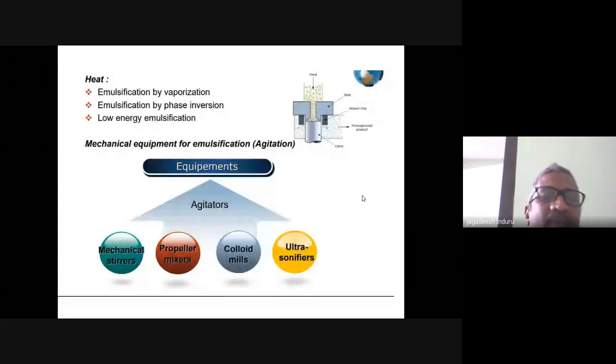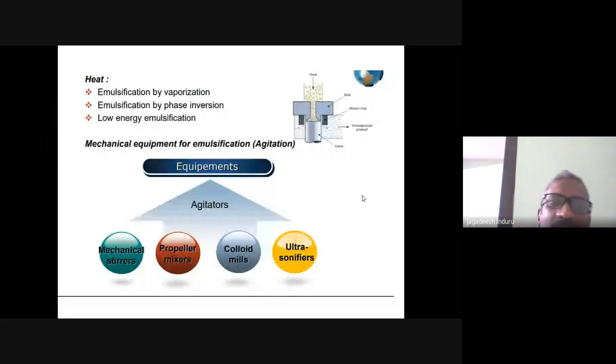So this may be agitators, mechanical stirrers, propellers, colloidal mills, or ultrasonic waves. Ultrasonic waves is the tool which will be producing the final globules. We have a primary emulsion and secondary emulsion stage. We can have multiple ultrasonic exposures so that the globule size is reduced.